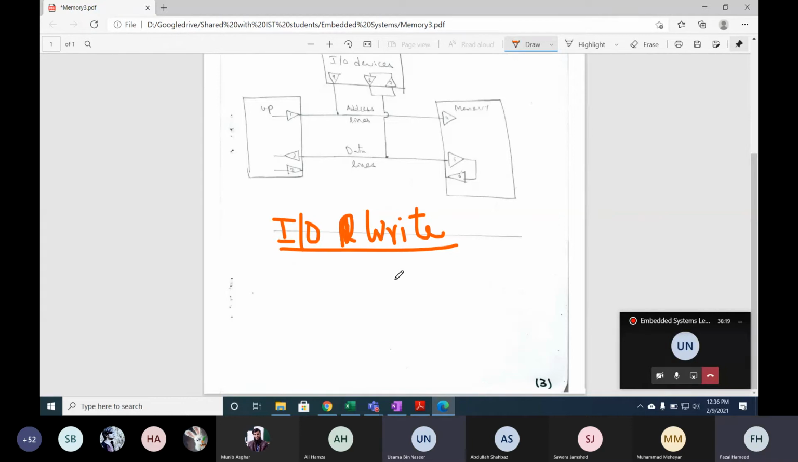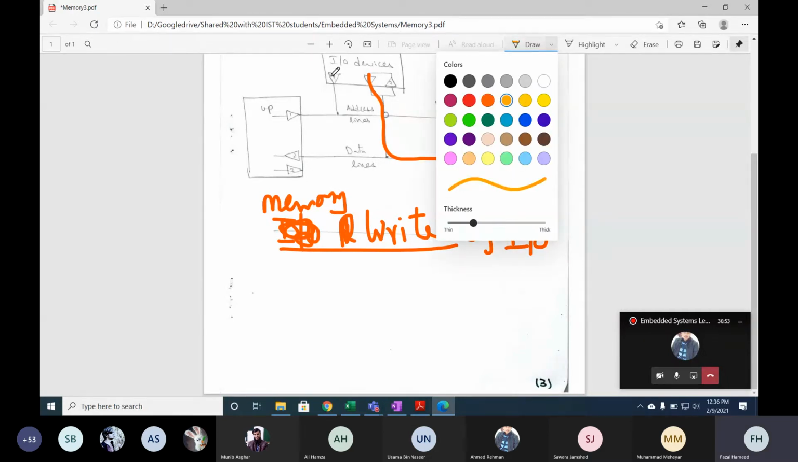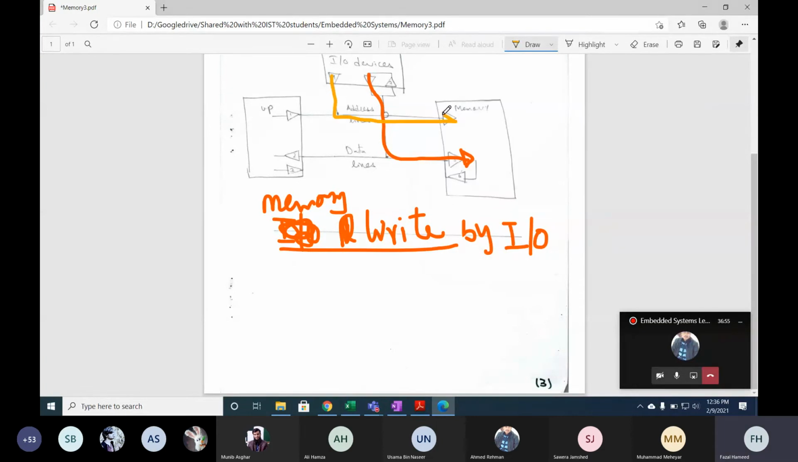Sir 8 or 5. IO write. 8 or 5. Sir 5 enable होगा. Yes. So we actually call it memory write. Memory write by IO device. So actually 8 and 5 will be enabled. And because we also want to provide the address, the address will be provided from here.